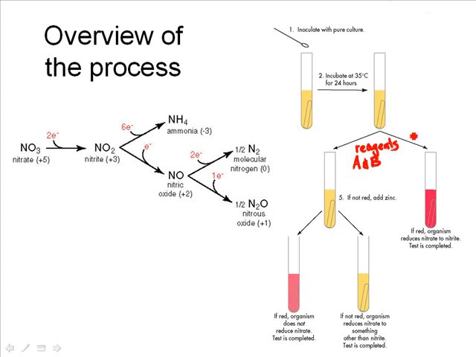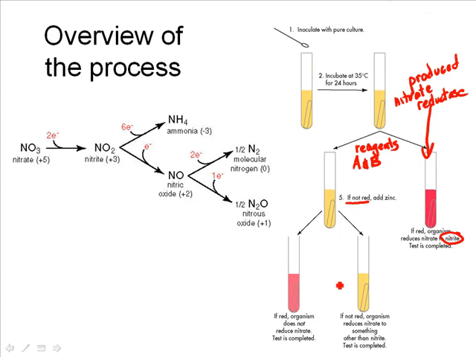Now, let's focus on each result. If you add reagents A and B and the tube turns red, that means nitrite is present in your tube, and that means then that this organism produced nitrate reductase. All right? Now, what if you end up with this result? What if it did not turn red after reagents A and B? What are the two things that can mean?